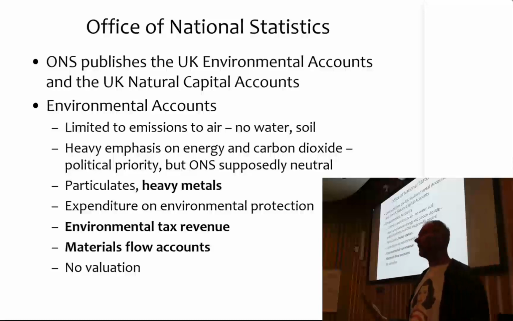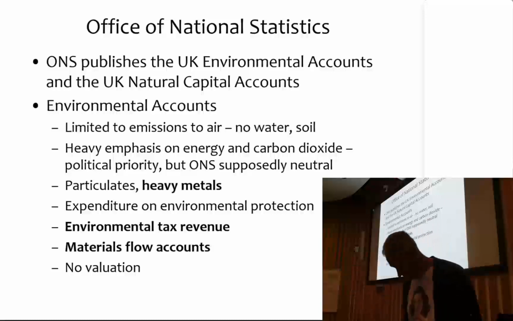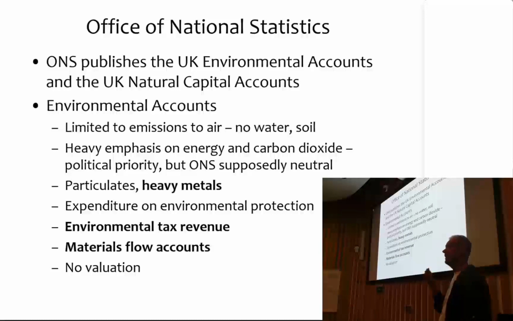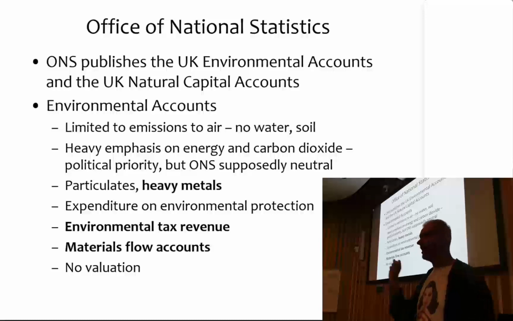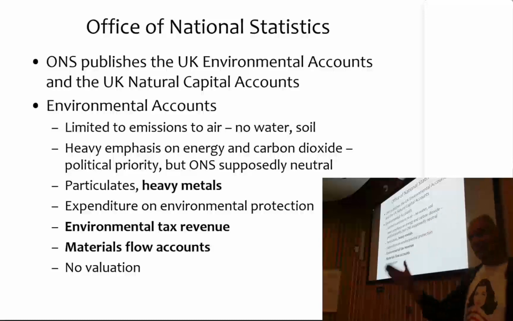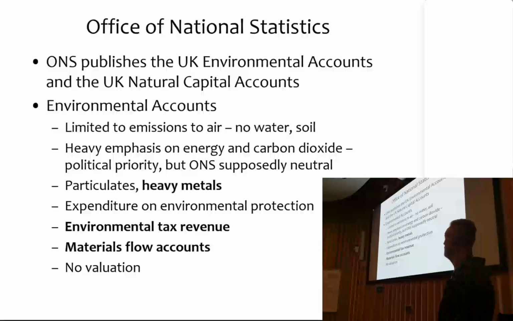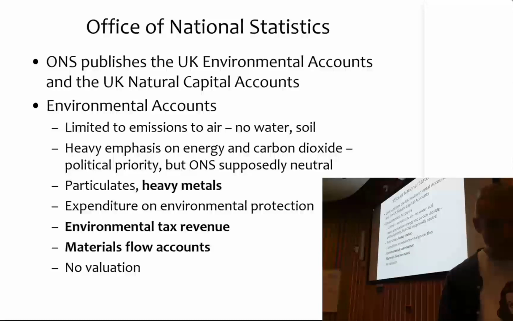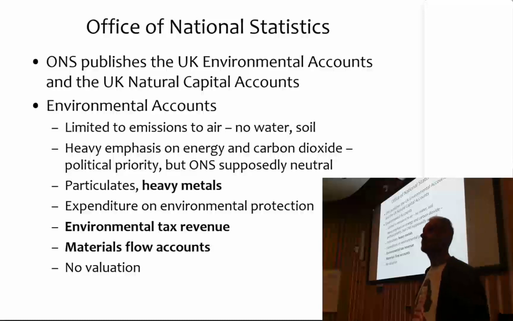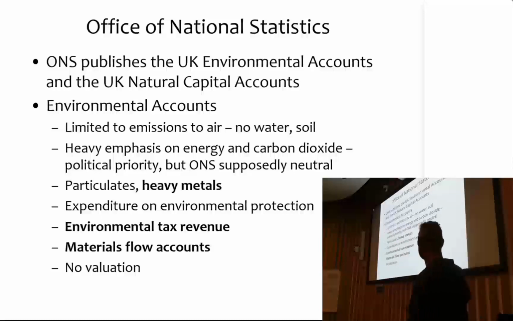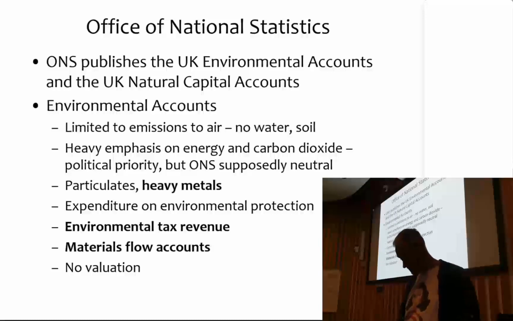There is information on particulates and on heavy metals, right? And I'm going to show you an example of one of the metals in a second. All this is done basically in physical units. So tons of CO2 emitted and grams of lead emitted, right? Fortunately, not tons of lead. All of that is in physical measures, but there's also expenditure on environmental protection. Basically, how much companies spend or say they spend on cleaning up the environment. There is information on environmental tax revenue, which includes a lot of taxes on consumption. And it also has the material flow accounts. And the ones in boldface I'm actually going to show examples of.